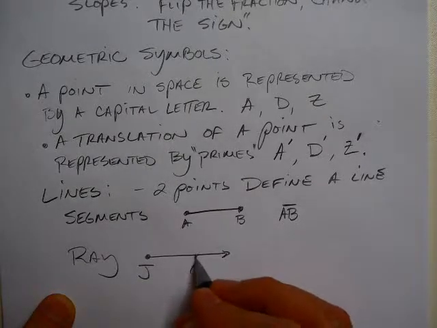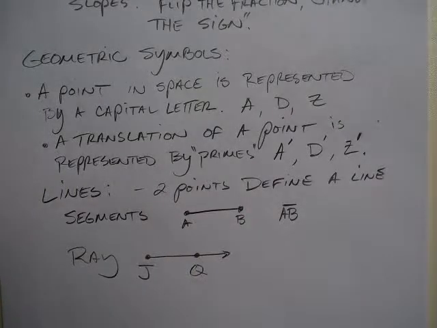Now here's the thing. The ray starts at J. It goes through point Q and keeps going forever. Like a ray of sunshine. It starts at the sun and comes out and goes on forever unless it hits your eyeball, then that's the end. It becomes a segment, right? If it hits the ground, that's a segment. But if it keeps traveling on past Earth through space forever and ever, that's a ray.